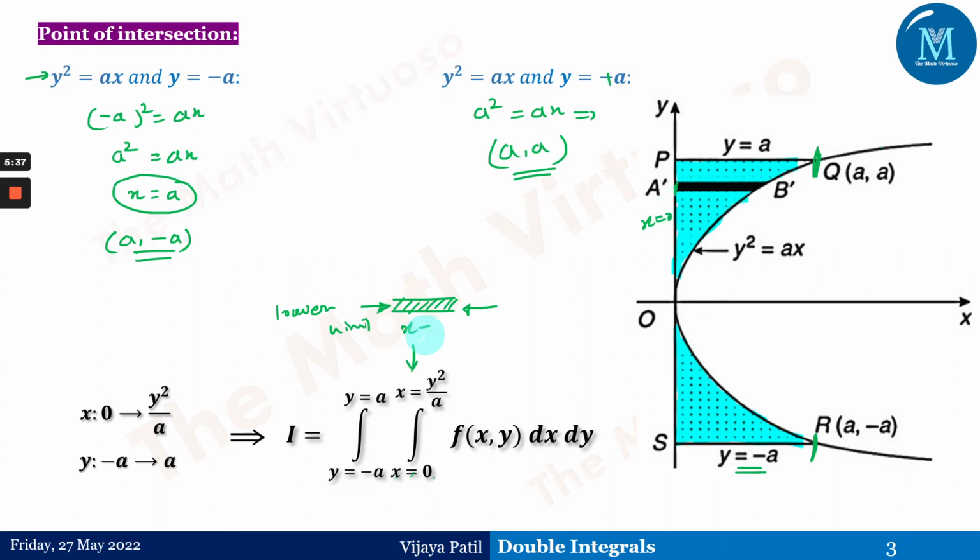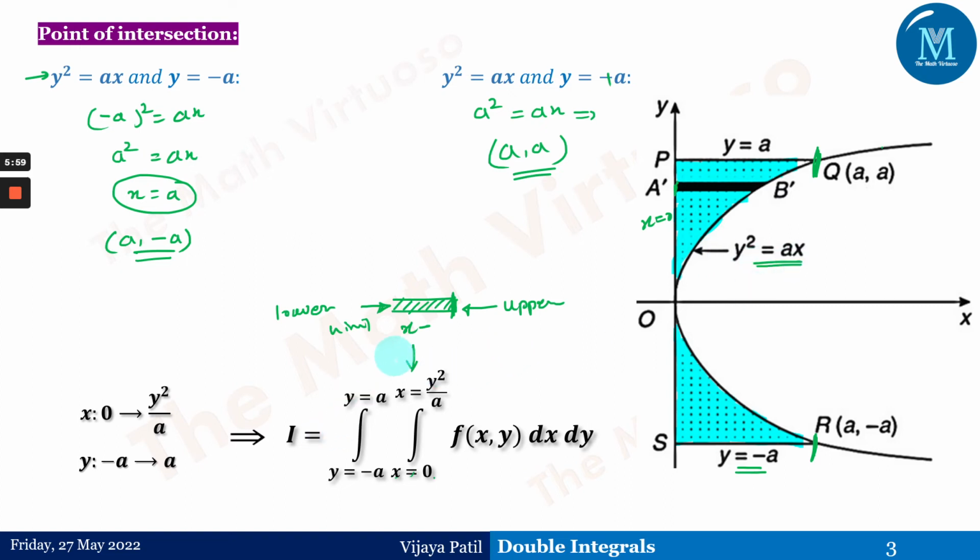0 onwards. Another part is, if you need to check the upper part, or you can say the right hand side of the curve, this is the upper limit. Upper limit is lying on x is equals to y square by a. So this is the curve, or you can say this particular strip which is lying on y square is equals to x.